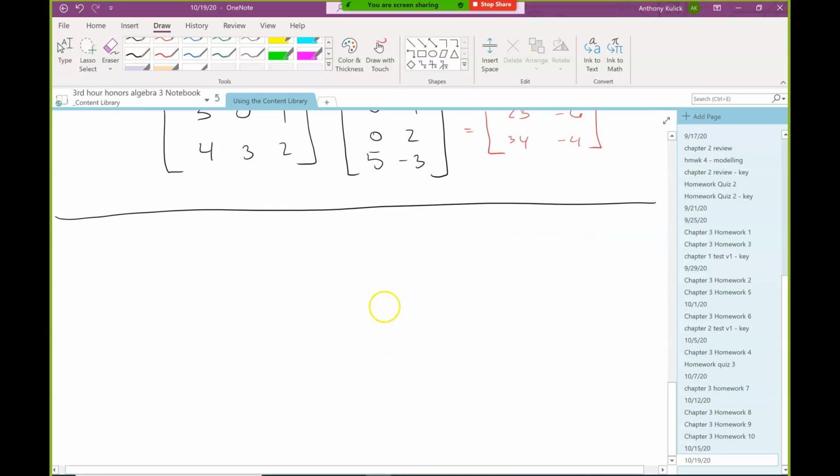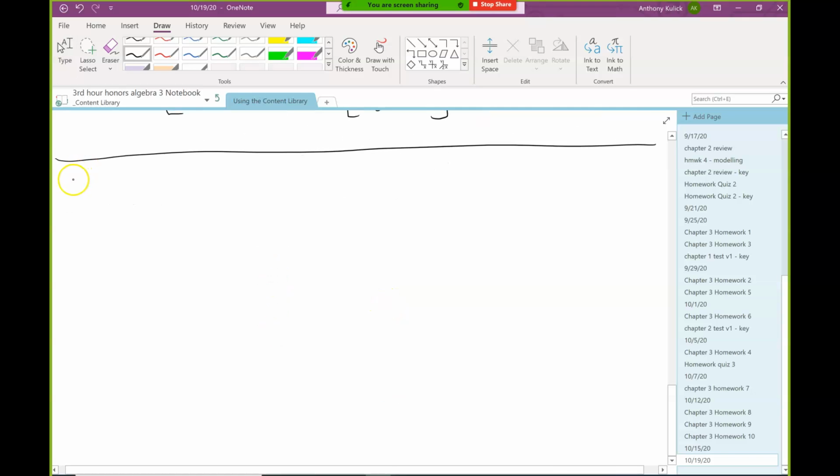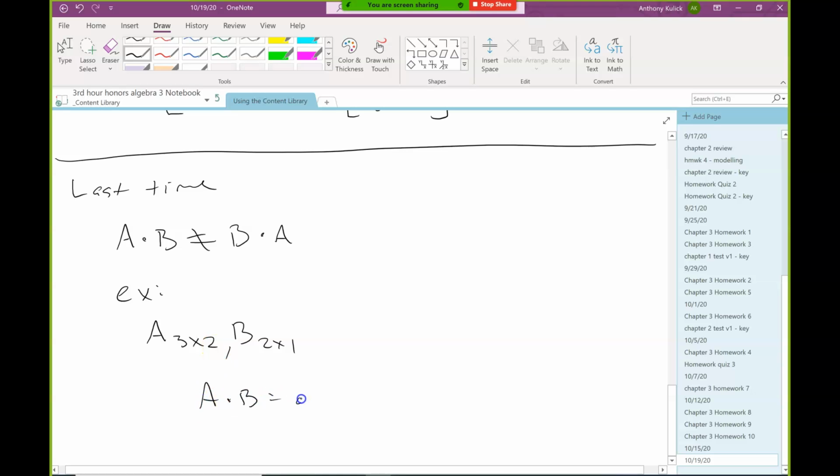So last time we made the observation that A times B doesn't necessarily equal B times A, right? Because we noticed that we had an example where, if A was a 3, we can do A, right? You guys remember that from last time? That was the last idea we had mentioned before we had to go.